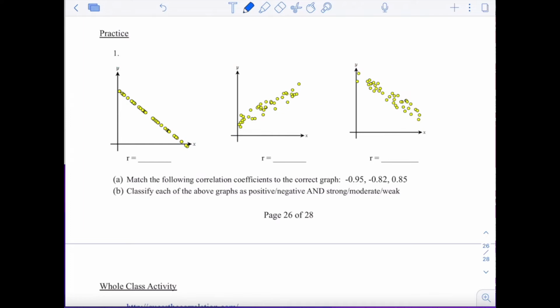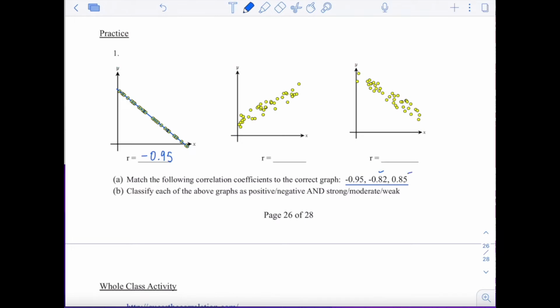It says match the following correlations to this graph. Okay, so I can see that this graph looks really highly correlated. It almost looks like it's exactly on a negative sloping line. So I think this one is pretty obvious, -0.95. Now, if I look at the other two, I can see that the correlation is quite strong, but it's not perfect. And I have to decide between -0.82 and 0.85.